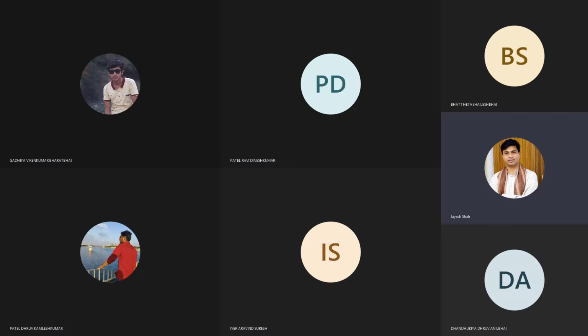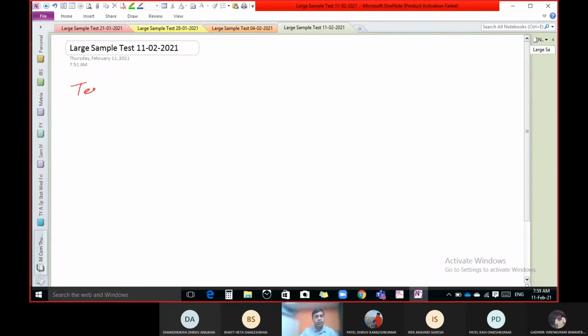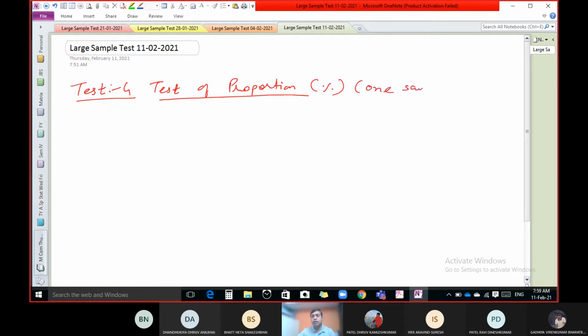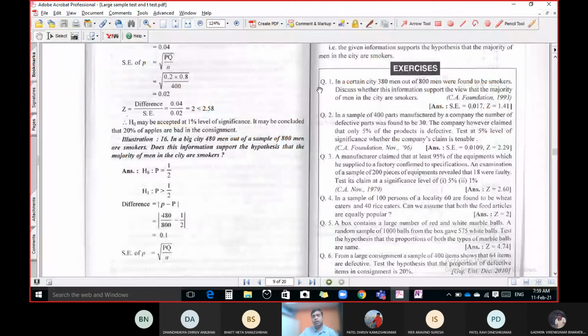Next test of large sample test, test 4. It is the test of proportion or percentage. Proportion means percentage. It is a one sample test, test of proportion. To get a better idea about this, let us take one small example. See question number 1 of the next exercise.